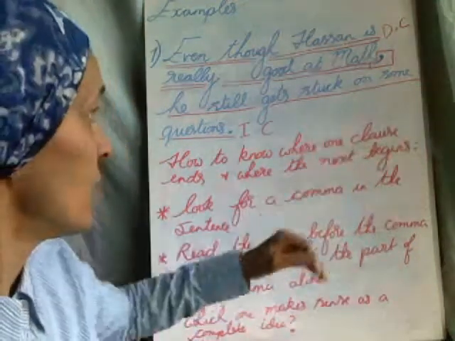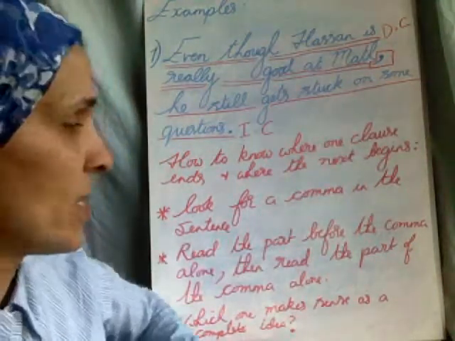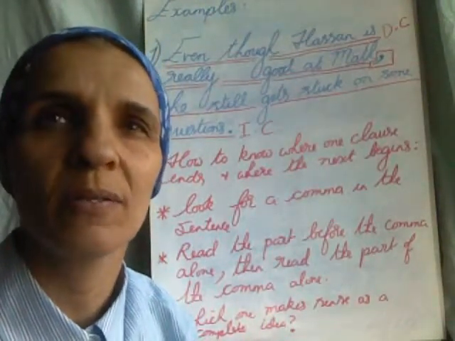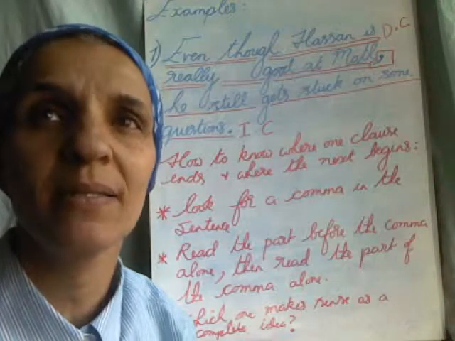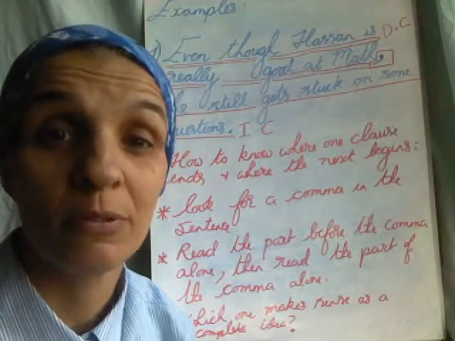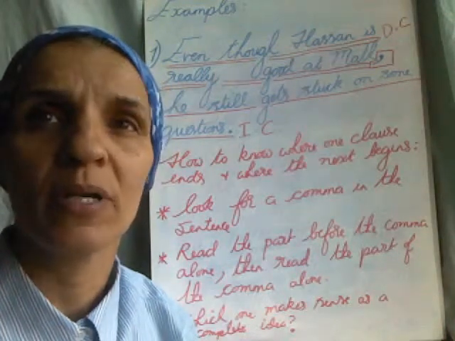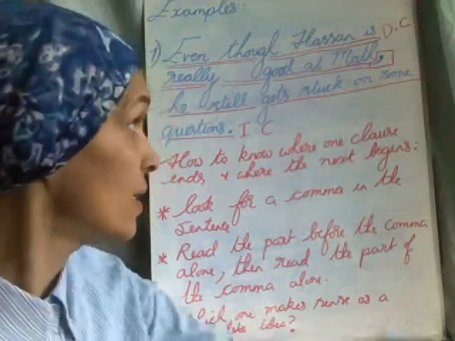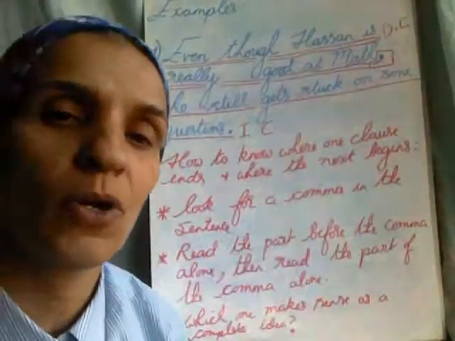And then I'll read the second part. He still gets stuck on some questions. And I say that to myself again, he still gets stuck on some questions. Does that make sense? Yes, I can write that as a complete sentence if I want. He still gets stuck on some questions. Yes, that's telling a complete idea. That is my independent clause.